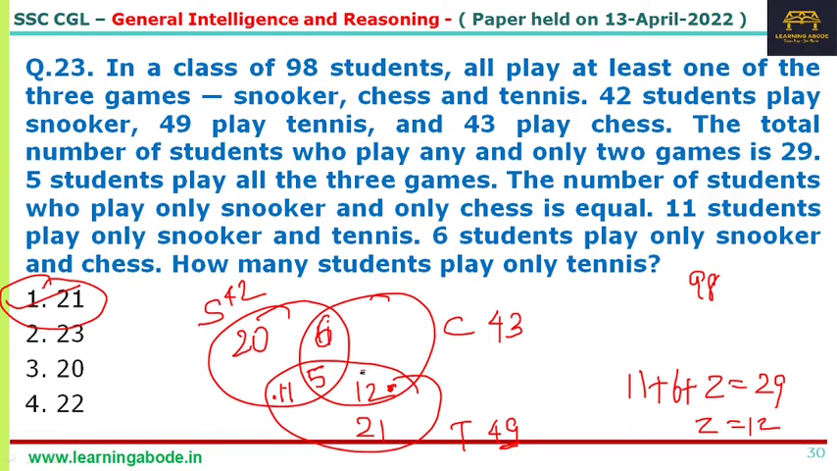And if you take chess, playing chess is 43, along with other games. If you see 11, 23, so only chess is 20. So playing only chess and only snooker are equal also, they have said. That's 20 and 20. So anyhow, 21 is the answer for question number 23.